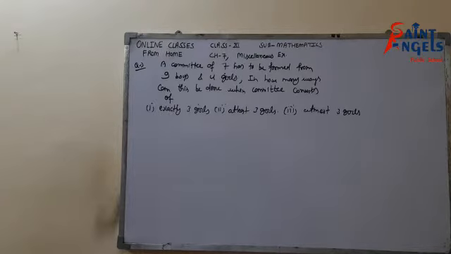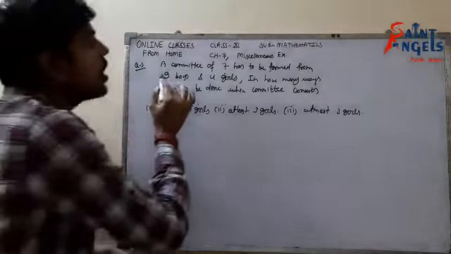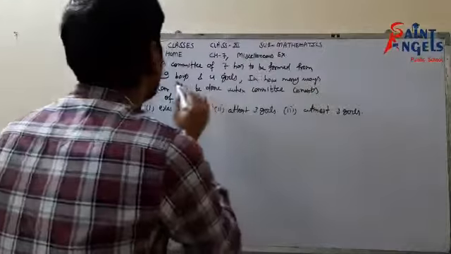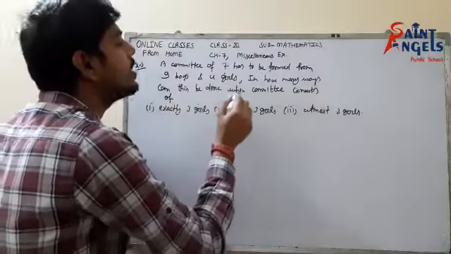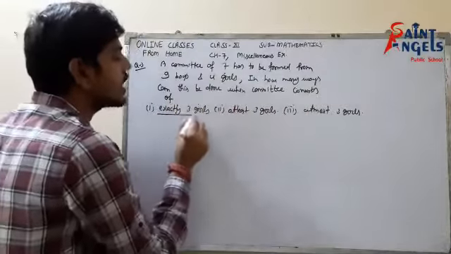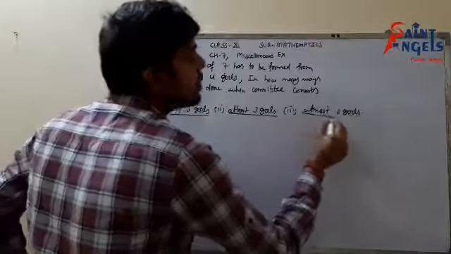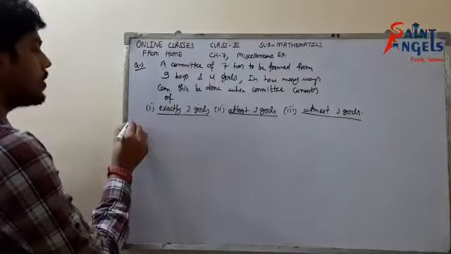Now look at question number 3, which is a committee of 7 has to be formed from 9 boys and 4 girls. In how many ways can this be done when the committee consists of exactly 3 girls, at least 3 girls, and at most 3 girls? Now I am solving the first part.